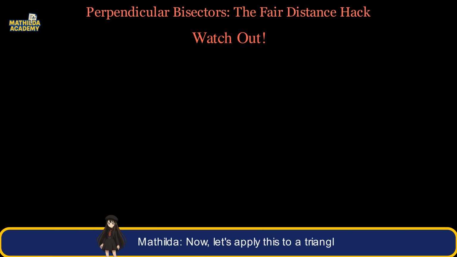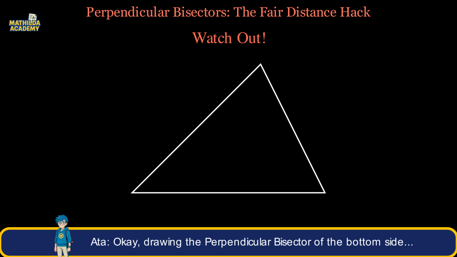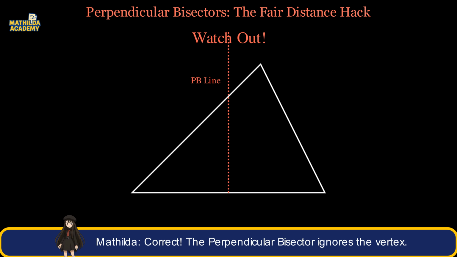Now, let's apply this to a triangle side. Okay, drawing the perpendicular bisector of the bottom side. Whoa, the line missed the top vertex. Correct. The perpendicular bisector ignores the vertex. It only cares about the midpoint of the side.